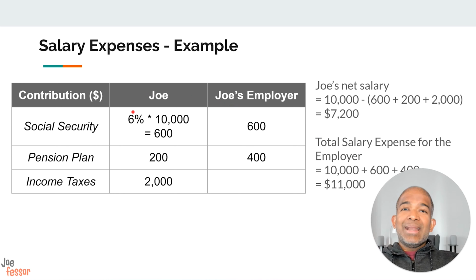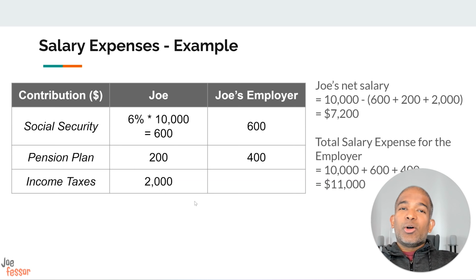Joe and his employer each contribute 6% of Joe's gross salary to Social Security. 6% of $10,000 is $600. So Joe contributes $600 and Joe's employer also contributes $600. Further, Joe contributes $200 from his gross salary to his pension program, and the employer contributes an additional $400. The employer also withholds $2,000 for income taxes. This $2,000 is being withheld from Joe's gross salary.